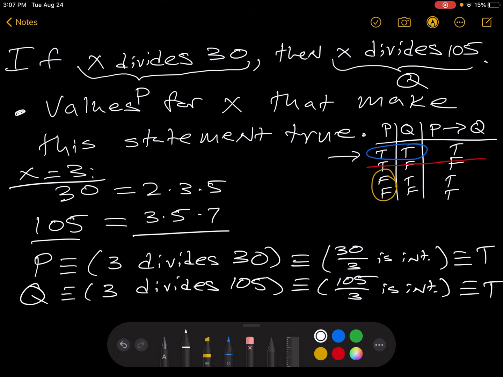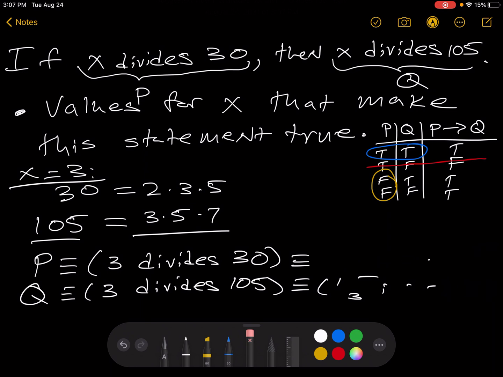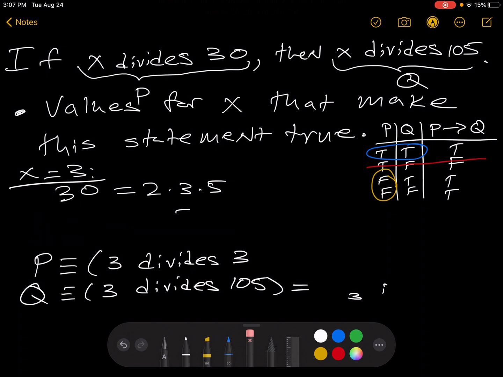3 divides 30. This is because 30 over 3 equals 10, and 10 is an integer. And 3 also divides 105. This is because 105 over 3 is 35, and 35 is an integer. So this is also true. So we have true implies true, and we found something in this situation. All right, now let's continue our fun and look for something that makes P false.